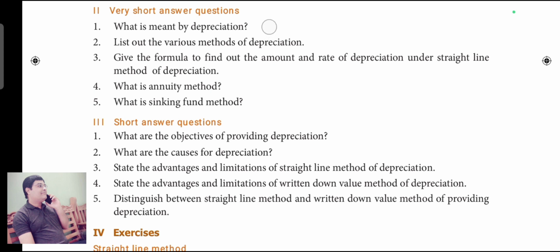Very short answer, 1, 2 and 3 is important. And short answer, second and fifth is very important.